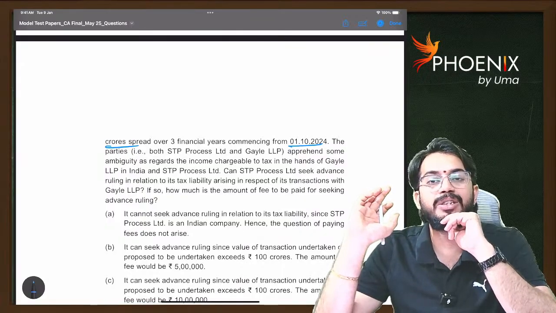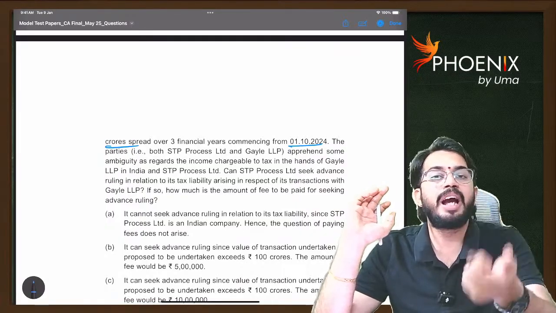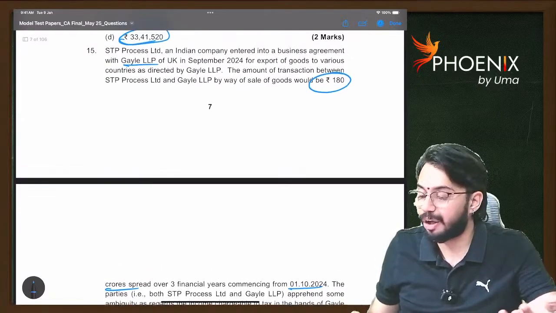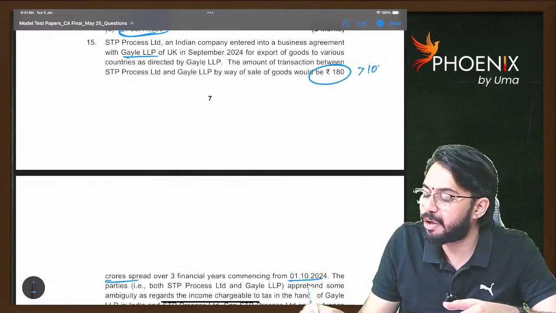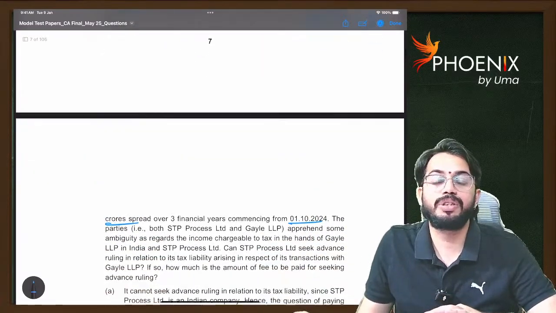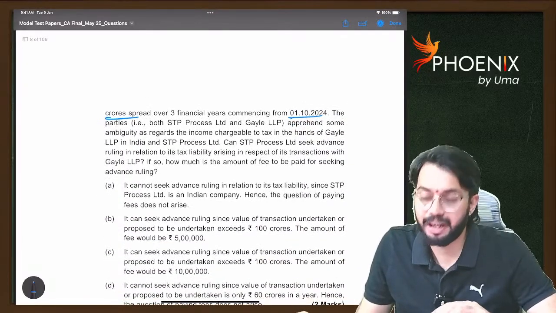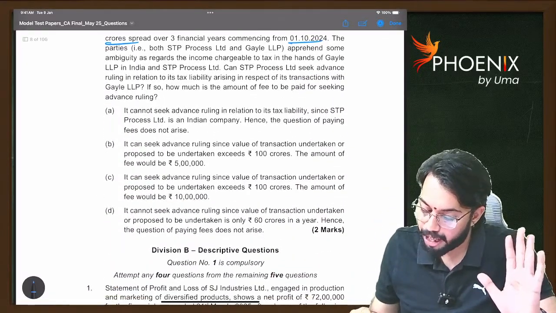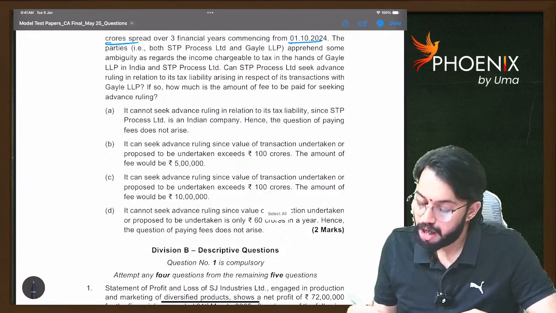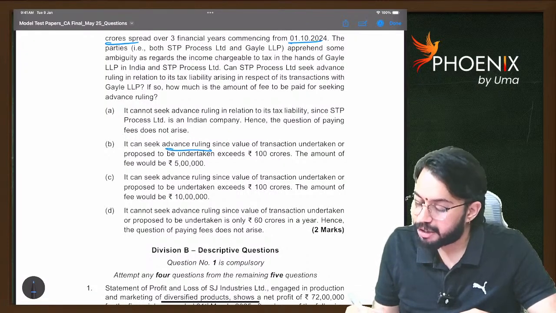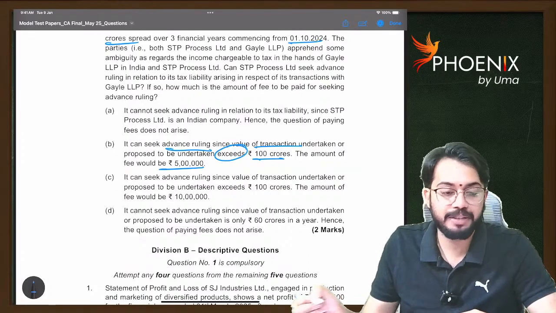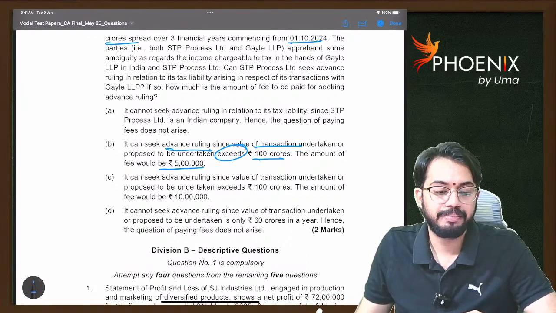Can they take advance ruling? See, to take advance ruling, transaction with non-resident should be more than 100 crores. Here transaction is 180 crores, which is more than 100 crores. So they can go for advance ruling. Sir, what is the fees of advance ruling? 5 lakh rupees. Okay. It can seek advance ruling since value of transaction exceeds 100 crores. Amount of fees would be 5 lakh rupees.